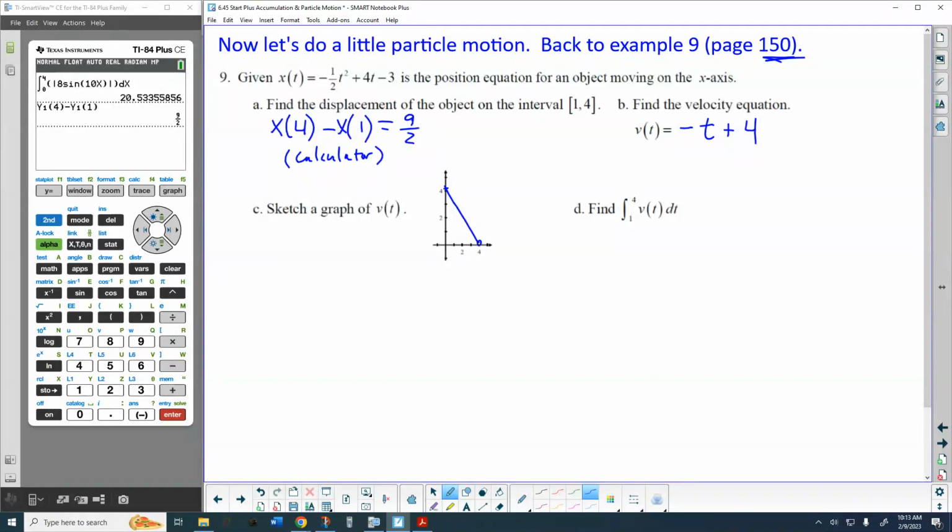Okay. All right, so now we want to find the integral from 1 to 4 of the velocity, not from 0 to 4, from 1 to 4. So it's this triangle right here. The height of that triangle is 3. It's a triangle, so it's half. And the base of that triangle is 3, so the area is 4.5, or 9/2. Okay.